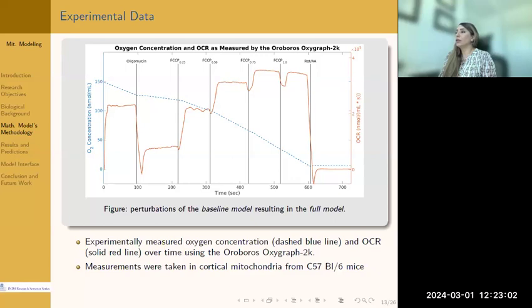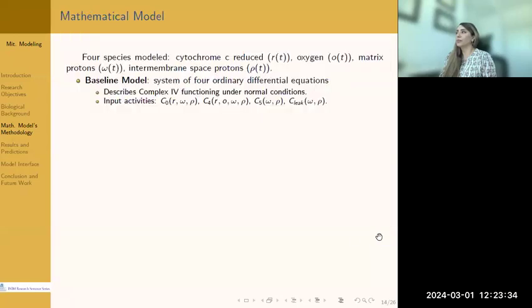The experimental protocols involved the administration of various compounds, including oligomycin, FCCP, rotenone and antimycin A, to induce specific perturbations. The data provides valuable insights into mitochondrial function and response to different stimuli, contributing to our understanding of bioenergetic processes.